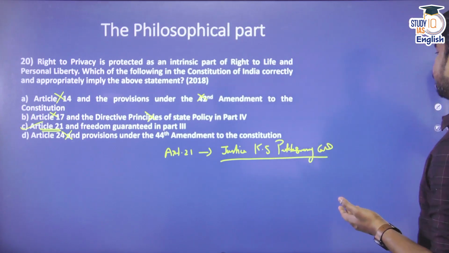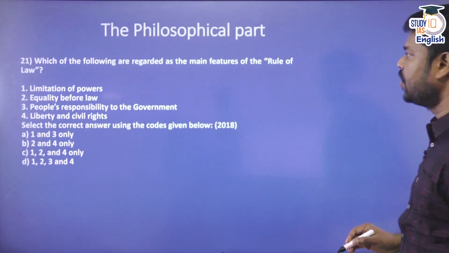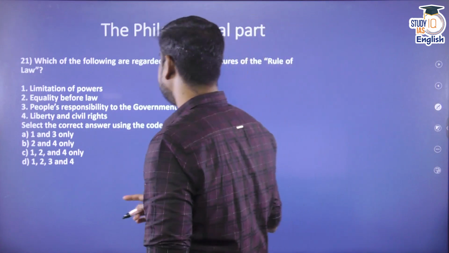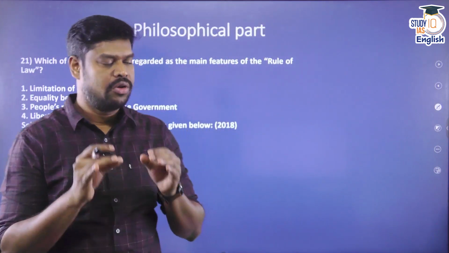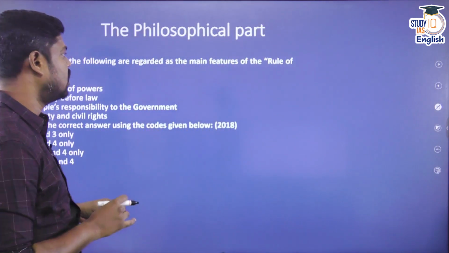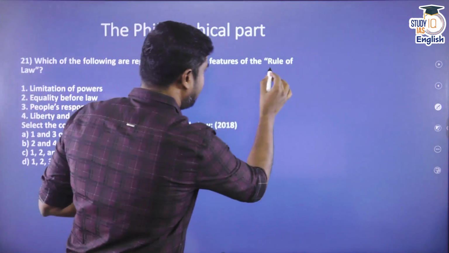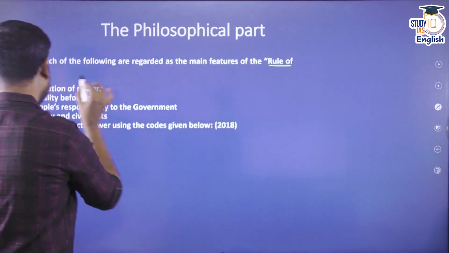We'll move to the next question. Which of the following are regarded as the main features of rule of law? Very good question, a conceptual question. So to understand what this rule of law is, it's a very simple thing.